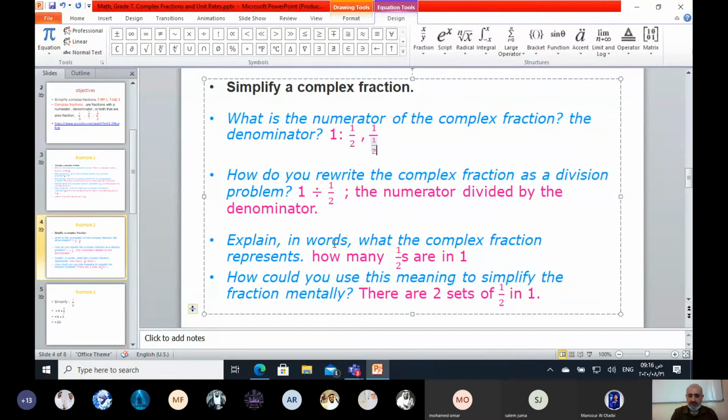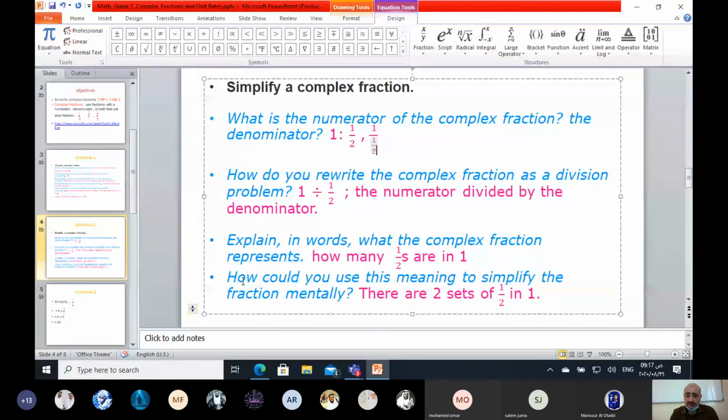Now, explain in words what the complex fraction represents. What's the meaning of this mathematical expression? It means how many 1 over 2s are in 1. How many 1 over 2s in 1? We have 2, because 1 over 2 plus 1 over 2 equals 1. So, 2.